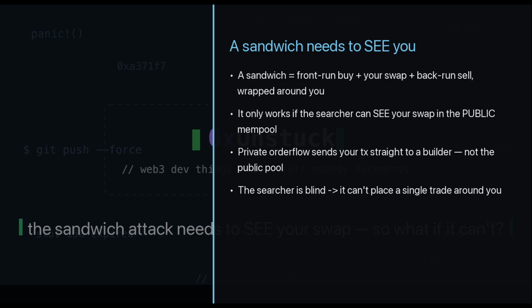But every part of that depends on one thing. The searcher must be able to see your swap sitting in the public mempool, the open waiting room every transaction passes through, so it can place its trades on either side. Private order flow breaks that. Instead of broadcasting to the public mempool, you send your transaction directly to a block builder through services like Flashbots Protect or MEV-Share. The searcher watching the public pool sees nothing, so it can't wrap a trade it can't see. Let's build the pool the sandwich preys on.